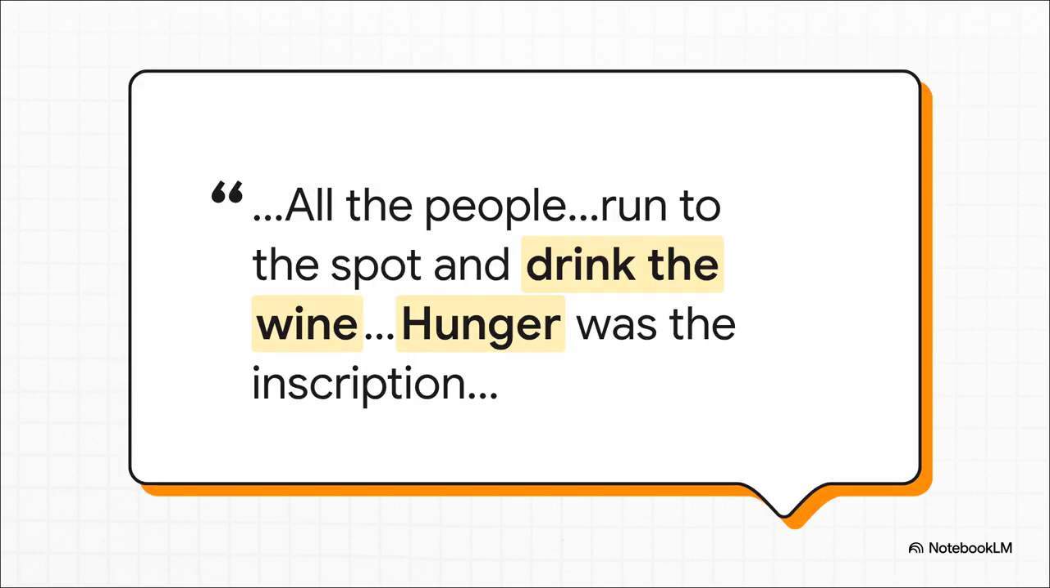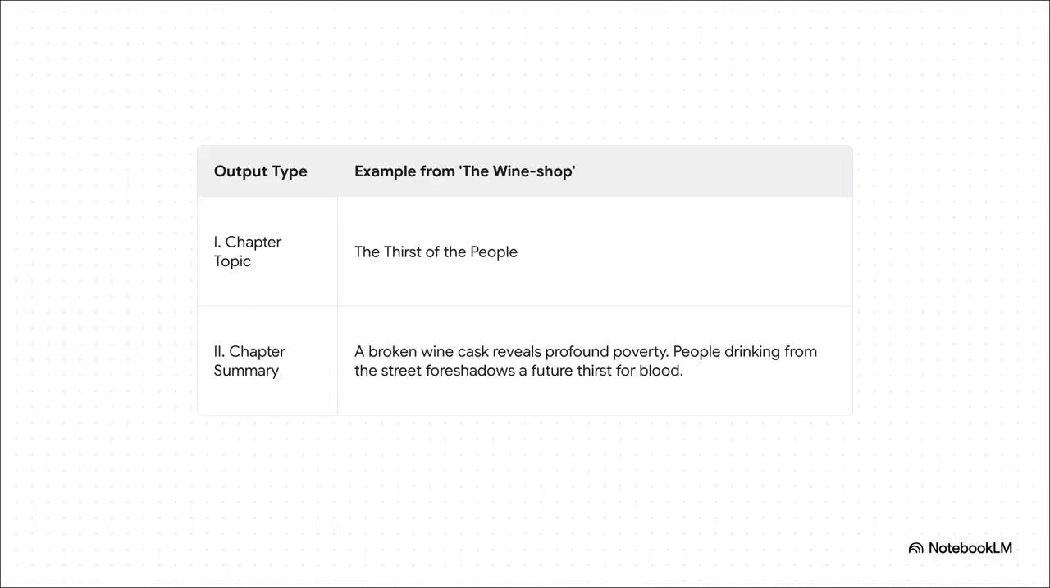Okay, let's jump ahead to Chapter 5 and see how this pattern builds. Here, Dickens gives us this incredibly powerful image of a broken wine cask to show just how desperate the people of France are. It's just a raw, unforgettable scene. And boom, you can see the system doing its thing again. It just pulls out the very essence of the chapter, the thirst of the people. The summary is brilliant. It connects that physical thirst for wine to a future metaphorical thirst for revolution. It perfectly captures Dickens's masterful foreshadowing.